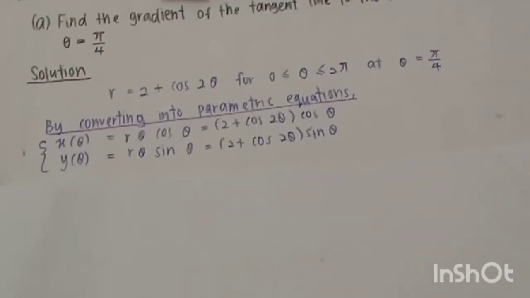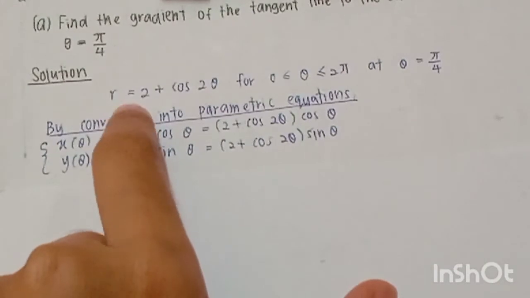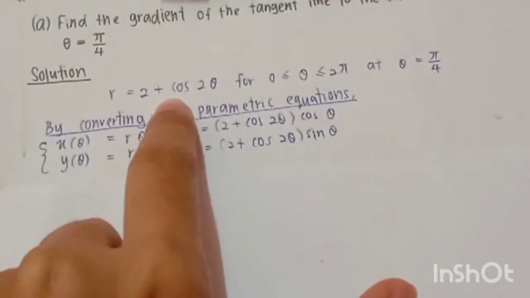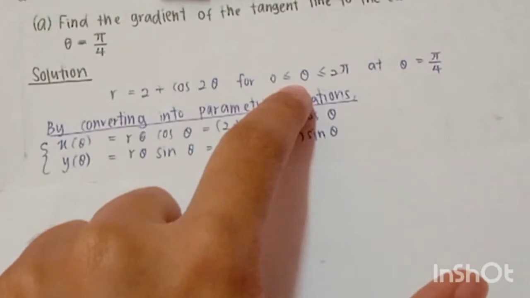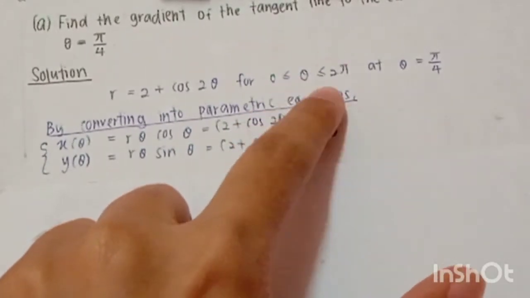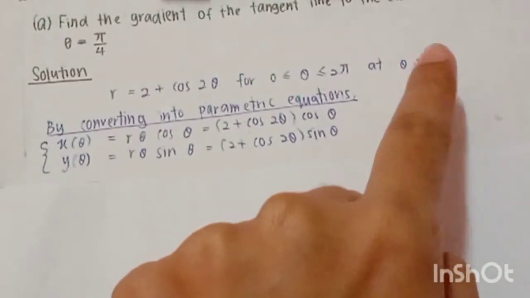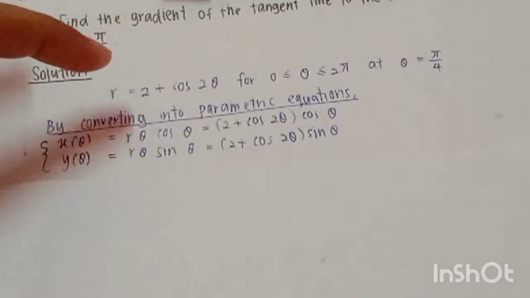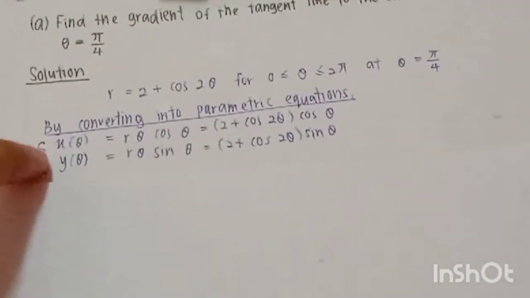Okay guys, so we want to solve the question. We put out the information given: r equals 2 plus cos 2 theta for 0 less than or equal to theta less than or equal to 2 pi, at the point where theta equals pi over 4. Now we convert into a parametric equation. You guys look at this.